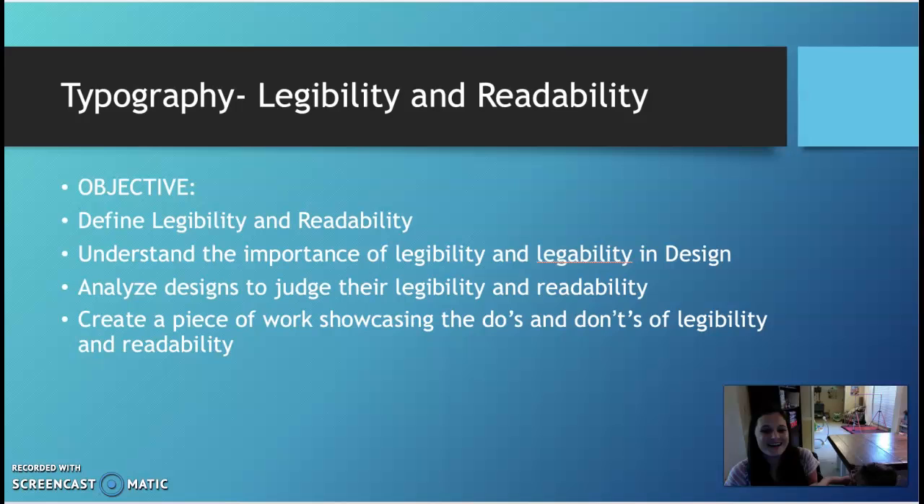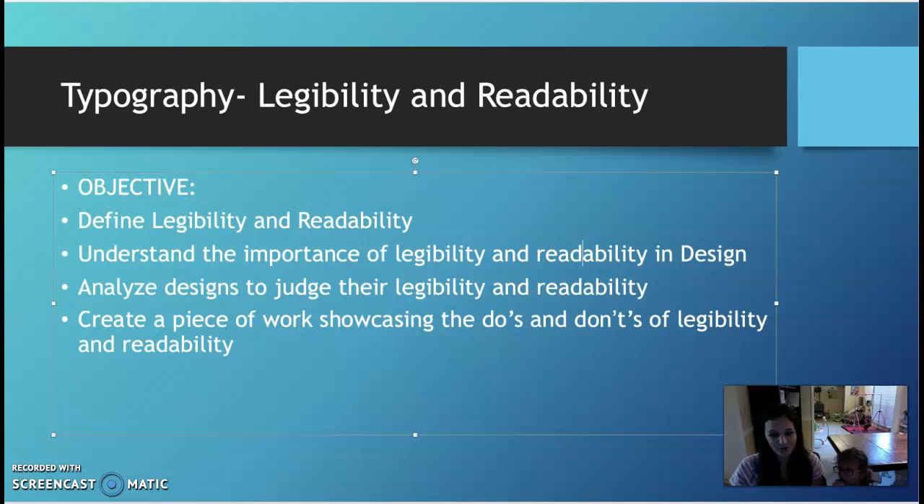But today we're actually going to talk about legibility and readability. So these are our objectives for the day. First of all, we're going to define legibility and readability. You'll know what those mean for design. We're going to understand the importance of legibility and, wow, this should say readability. Isn't this nice that I can fix this while I'm talking to you? Readability in design. Analyze some designs to judge their legibility and readability, and then we're going to create a piece of work showcasing the do's and don'ts of legibility and readability.